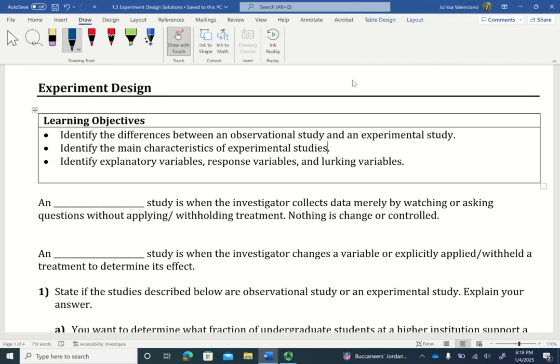Identify the difference between an observational study and an experimental study. Another goal is to be able to identify the main characteristics of experimental studies. And the last goal is to identify explanatory variables, response variables, and lurking variables. Let's go ahead and get started.